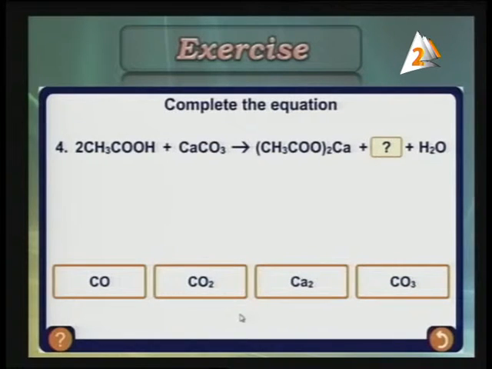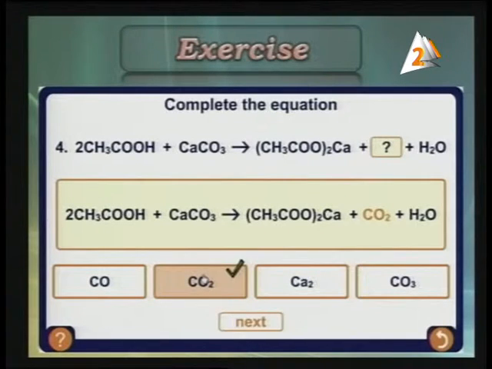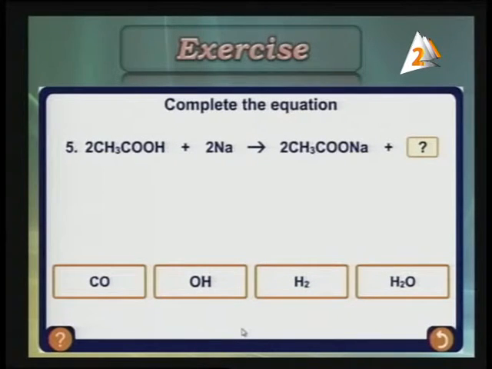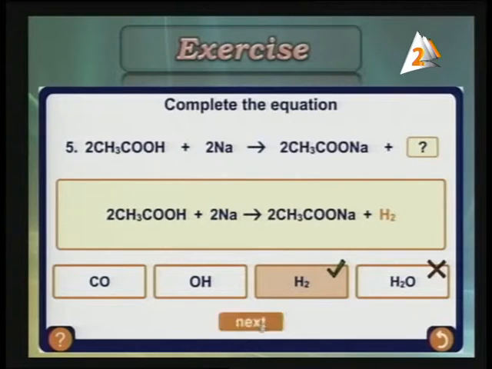Here we have calcium carbonate plus CH3COOH. It gives us (CH3COO)2Ca. So here, which gas is produced? We have carbon dioxide, like the last one. After this, we have CH3COOH plus Na. Give us salt and water? Wrong. Because here we have Na, just Na, not NaOH. So it replaces hydrogen here. So the hydrogen is right. After that we have next.